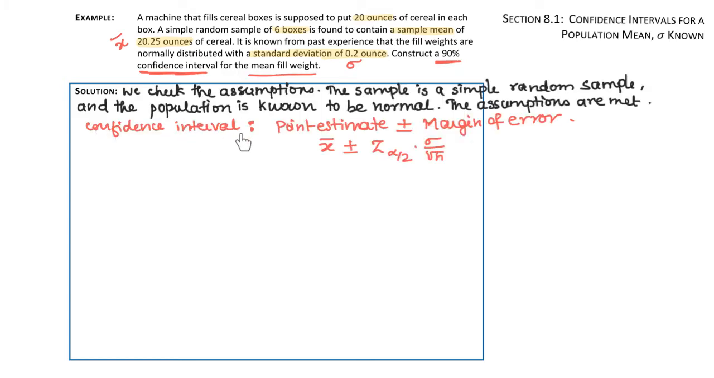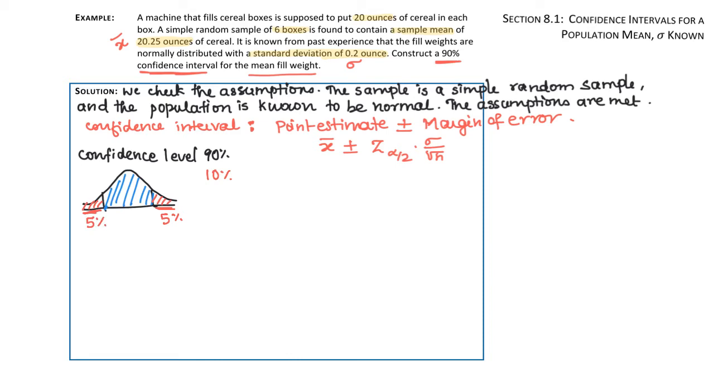The confidence interval is the point estimate plus or minus the margin of error. The point estimate is the sample mean, and we need to find the z-score, the critical value, and we know sigma is known. The confidence level is 90%, so this area is 90%. The sum of these two areas will be 10%, so this area will be 5%. 5% in decimal is 0.05. So alpha over 2 is 0.05, and we need to find z 0.05.